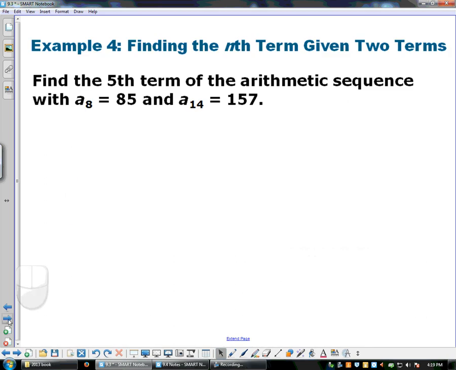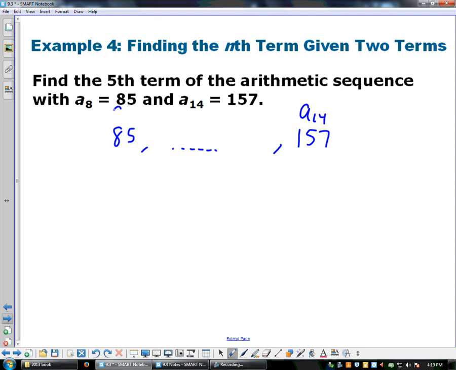Okay, again, we're going to look at how to find some missing terms in a sequence here. In this problem, I'm looking for the fifth term of the arithmetic sequence when I know that a sub 8 is 85, so the 8th term is 85, and a sub 14 is 157, so the 14th term is 157. So my goal here is to find the fifth term. I'm not going to write all these out, but I know I have 8, and then I have some in here, all up to 14 is 157.